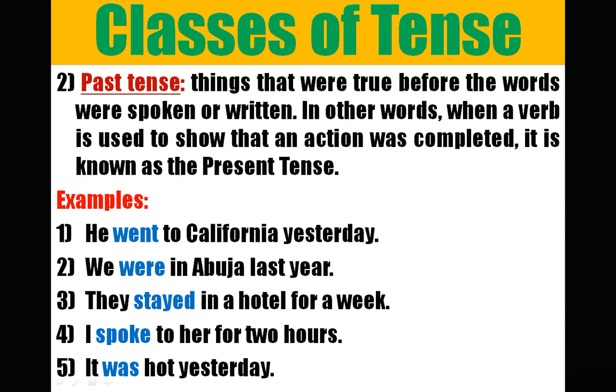What is past tense? Past tense occurs when a verb is used to show that an action was completed, or things that were true before the words were spoken, or have been completed before the words were spoken or written. That indicates past tense. So the verb will carry a past form, or a form that indicates that the action has taken place. Now look at it: we went to California yesterday.